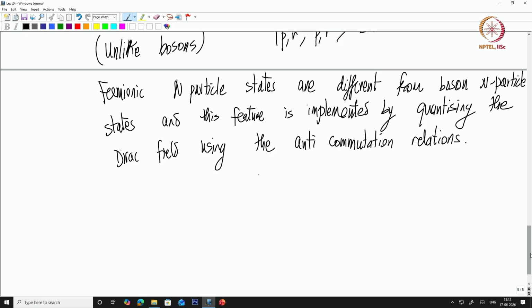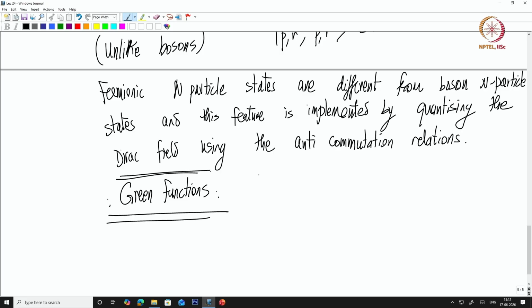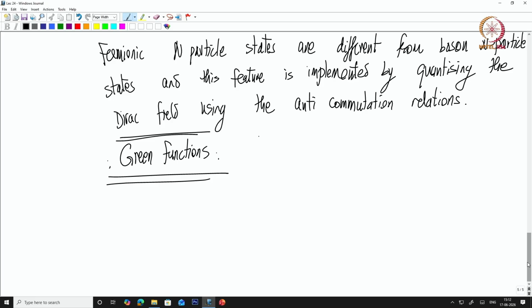So this is good. Now we can start looking at correlation functions, n-point Green's functions, because we need these. If we want to work in an interacting theory, we need to compute the Green's functions, which essentially means computing the propagators. Okay, now again, remember the Heisenberg picture.